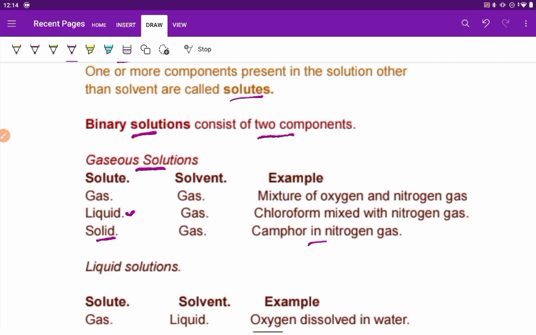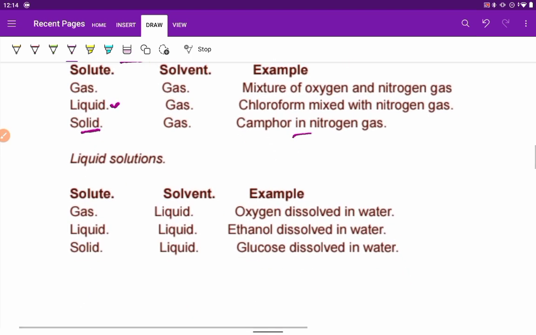So this was all about gaseous solutions. Next comes liquid solutions. As the name suggests, the solvent will be liquid in this case. The solute may be gas or liquid or solid. So let us see one by one. First case, when the solute is a gas and solvent is liquid, as in the case of oxygen dissolved in water. Next is solute is liquid, solvent is also liquid, like ethanol dissolved in water. If the solute is a solid and solvent remains liquid, as in the case of glucose dissolved in water.